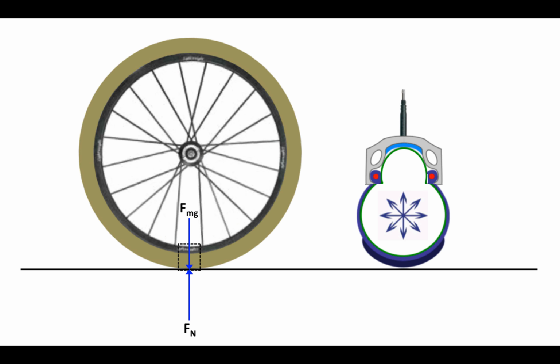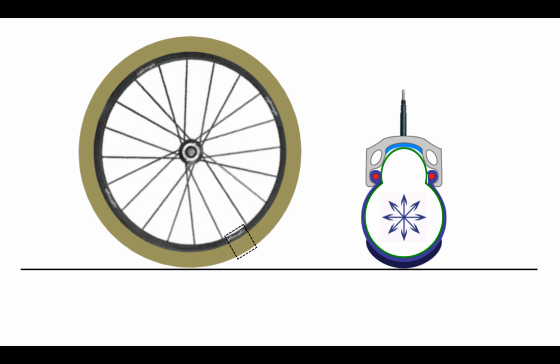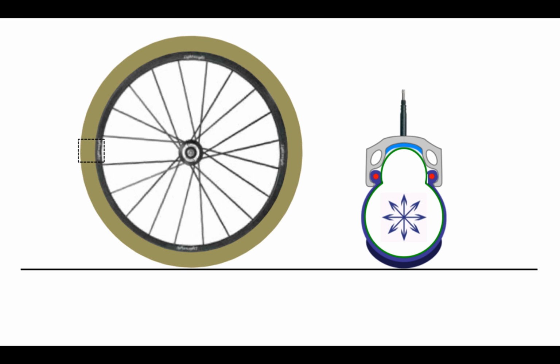In the load-bearing zone, there is a force from gravity pulling the mass of the bike down, and that is countered by the normal force of the road pushing up. This causes a deformation of the tire and tube as it goes through the load-bearing zone. This deformation and reformation of the shape of the tire and tube happens continuously and thousands of times in a bicycle ride.